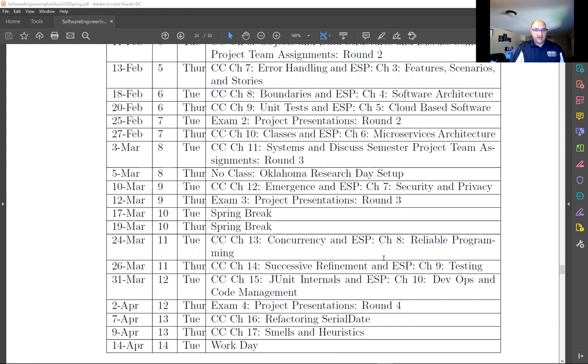And then out of the other book, the Engineering Software Products book, we've got Chapter 8, Reliable Programming, and Chapter 9, Testing. So I feel like the testing will lead in nicely into next week's discussion on unit testing. But I encourage you, take a little bit of time, skim through both of those, and that'll work great.